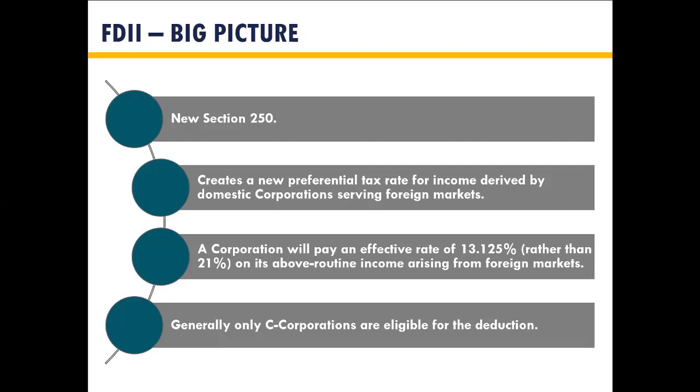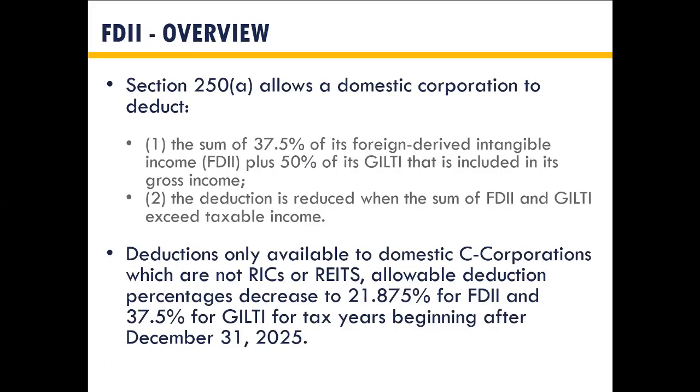So for sales and income being derived outside the U.S. It is really only available to C corporations at this point for the deduction. Statutorily, that's the way that Congress put this into place. As a brief overview, as we mentioned, it allows a domestic corporation to make a deduction. The amount of the deduction is 37.5% of what is a calculated foreign derived intangible income, FDII.